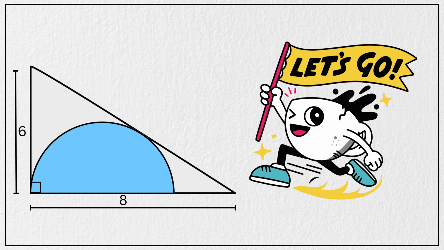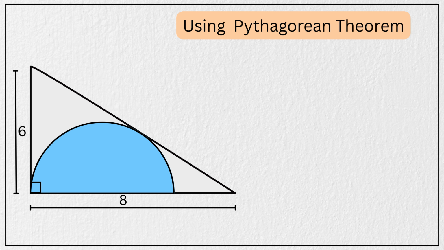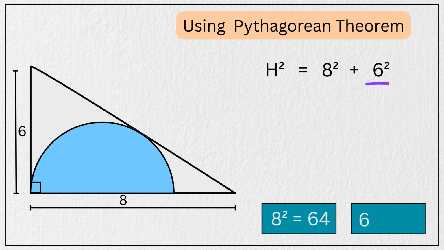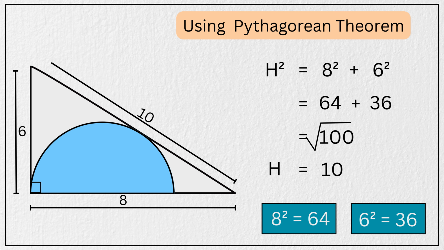Alright, let's get started. We are told that the base of this right-angled triangle is 8 units, and the height is 6 units. So applying the Pythagorean theorem, we get hypotenuse squared is equal to 8 squared plus 6 squared. 8 squared gives us 64, and 6 squared gives us 36. So this hypotenuse will be equal to the square root of 64 plus 36, which is equal to the square root of 100, and taking the square root of 100, we have the hypotenuse is equal to 10 units. That means this length here is equal to 10 units, right?